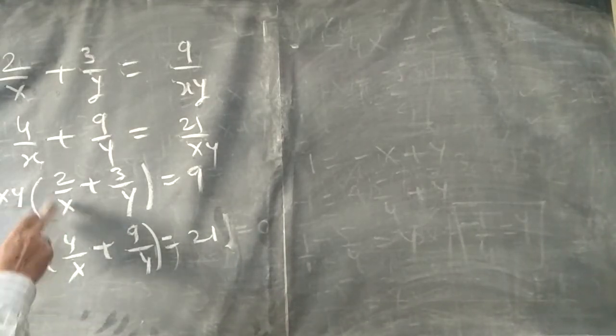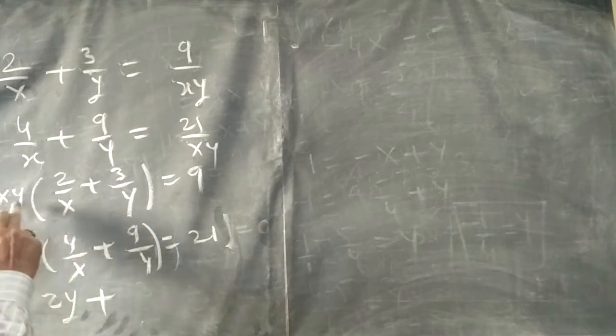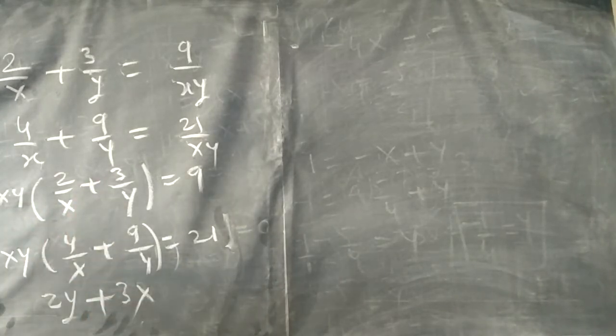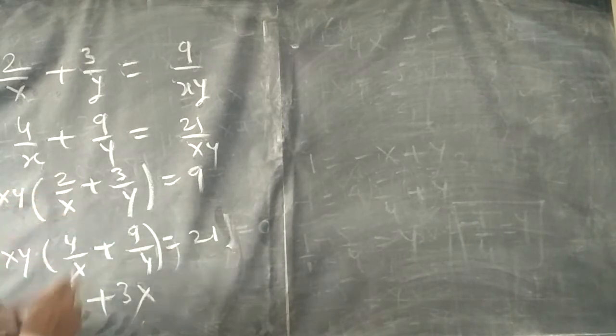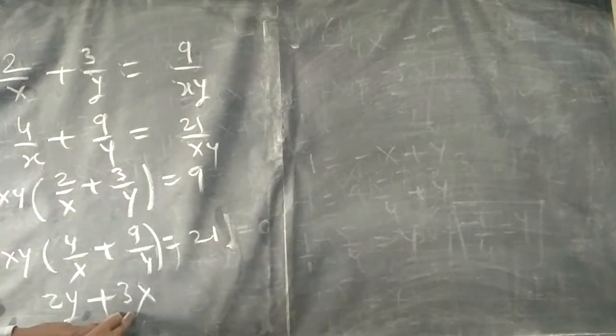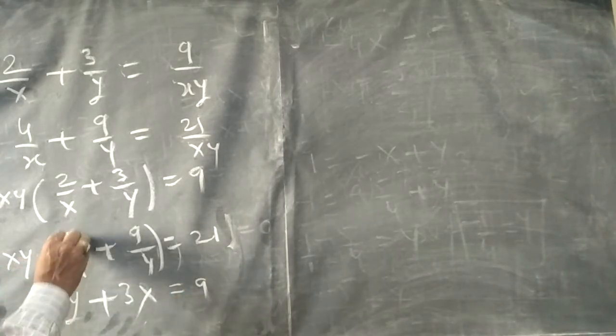So we got x cancel, 2y, plus y cancel, 3x. Opening bracket, xy into 2 upon x is 2y. Xy into 3 upon y, 3x equal to 9. Here, xy into 4 upon x, this 4y. Xy into 9 upon y, plus 9x equal to 21. Here we reduce by cross multiplication. Sometimes we get xy also like this. Okay. Now see, we will see now whether coefficients are equal or not.